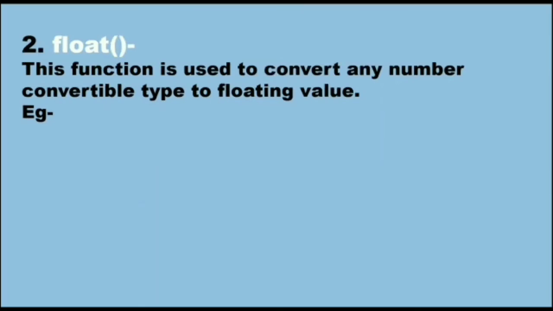Moving on to another function, that is float. This function converts any number convertible type to floating value. For example, 9, when the float function is applied to it, will result into 9.0. In the same way, the string containing a floating value will be converted to floating value. Complex is used to convert any number to complex number. Now this will not accept a string value. If you provide a string value to this function, it will result into error.